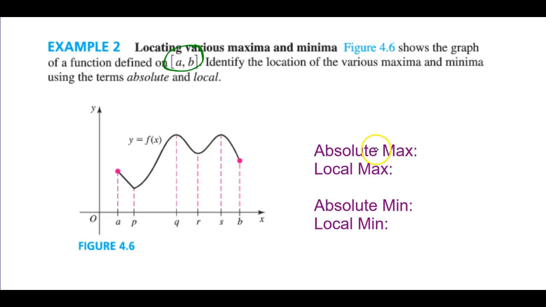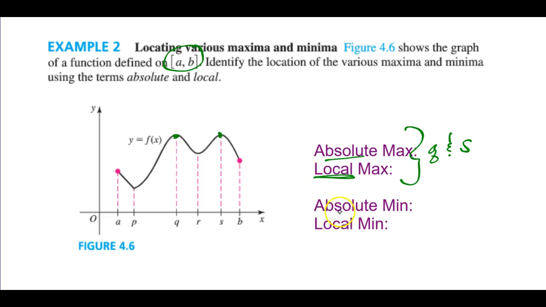And the maximums are at Q and S. And guess what? Those absolutes, since they aren't endpoints, are also the locals. So I think I have the same answer for both. So these are my maxes, but because they're not the endpoints, the absolutes are the same as the locals.